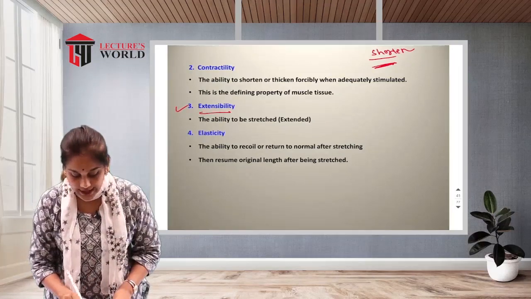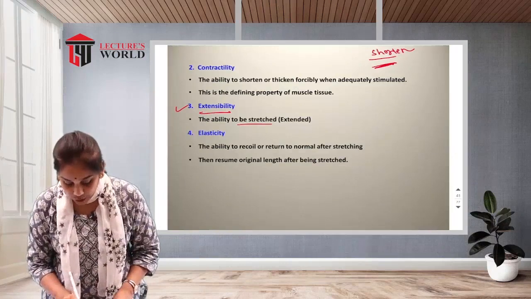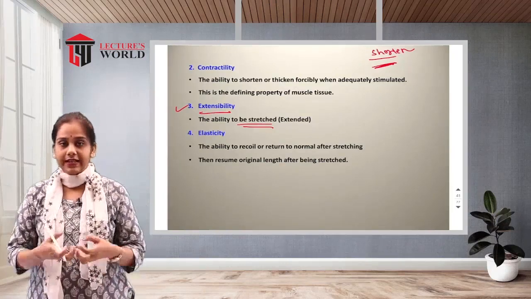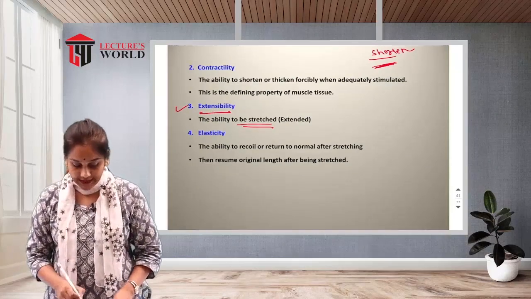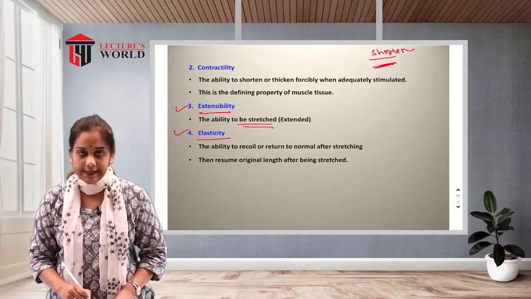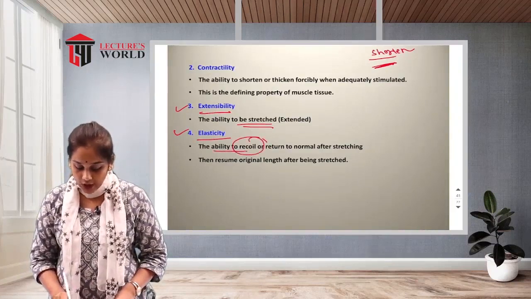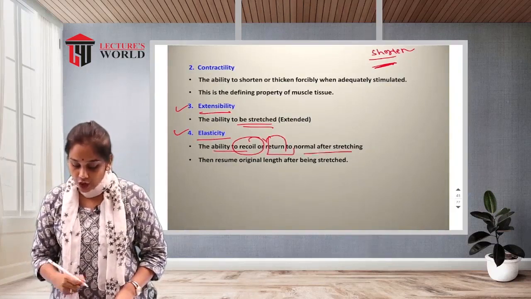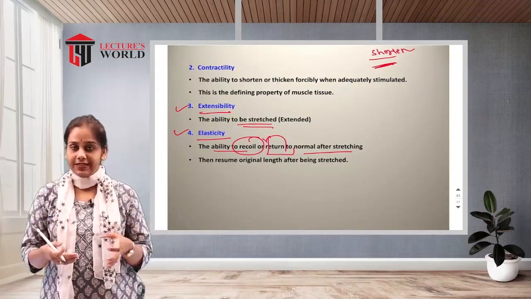Then the third one is extensibility. So what is extensibility? The ability to be stretched out. Extension or stretching out is the extensibility. Then the fourth one is elasticity. So what is elasticity? The ability to recoil or return to the normal after stretching. What is stretching? That is the extensibility.